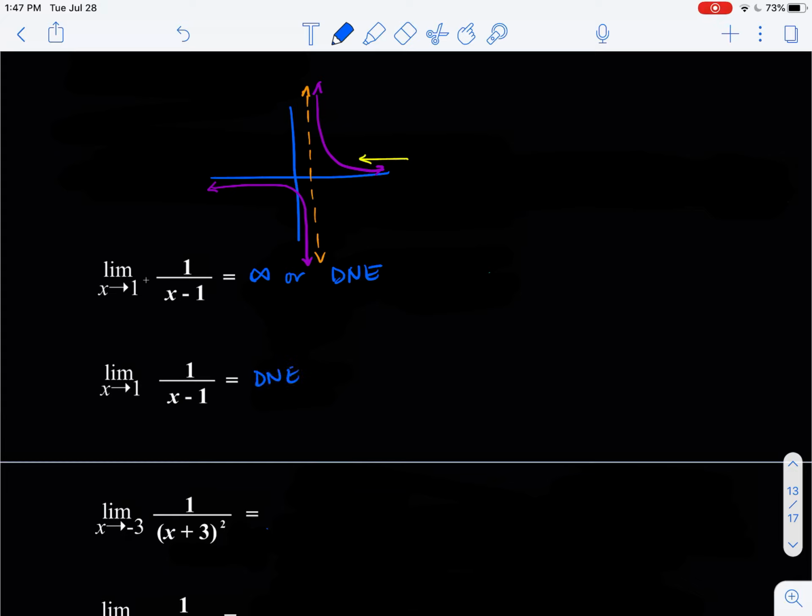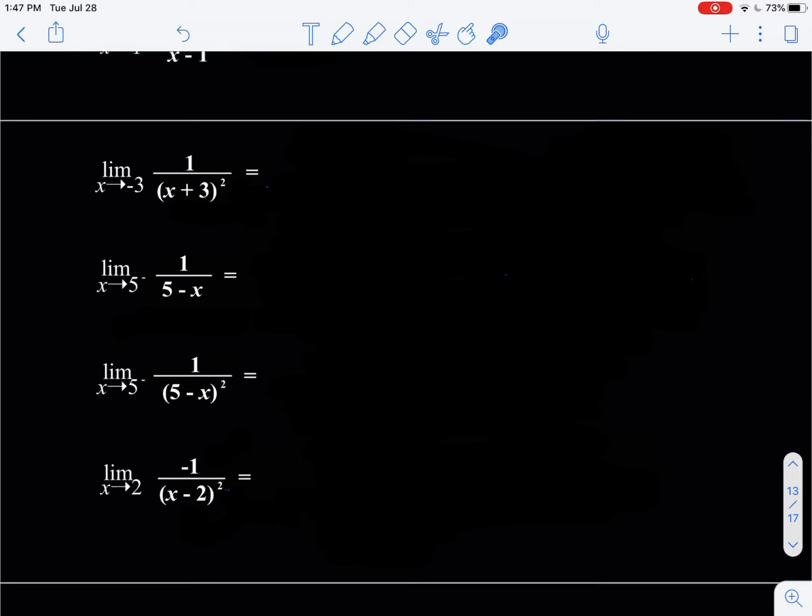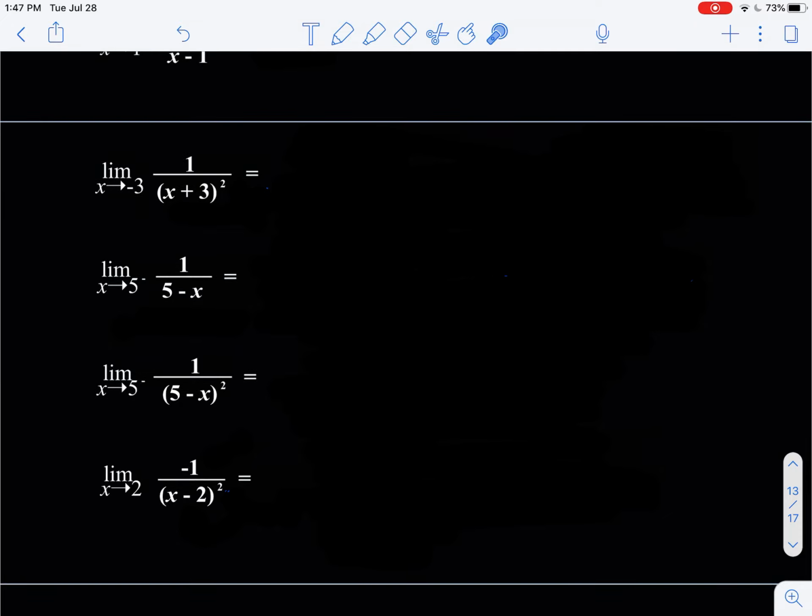In the next problem, it's asking about both sides. It's not side specific. There's no plus or minus side. And so this one is just does not exist because we can see the right-hand side is going up forever, the left-hand side is going down forever. In order for the limit to exist, it has to be the same value. And so that one just does not exist. On a multiple choice test, you might have an infinity or you might have a does not exist. You have to understand that that means the same thing.